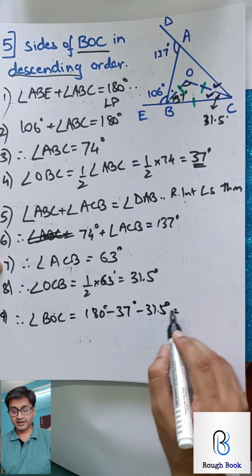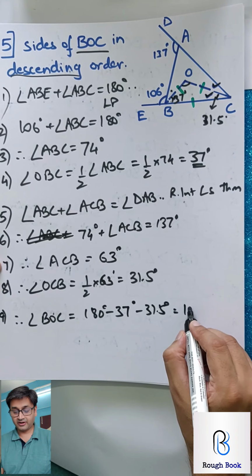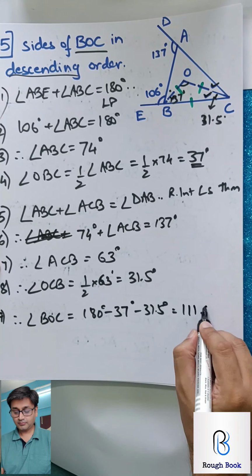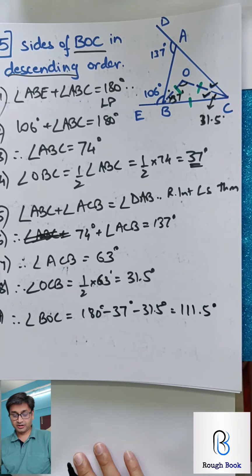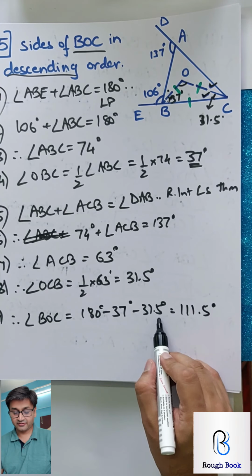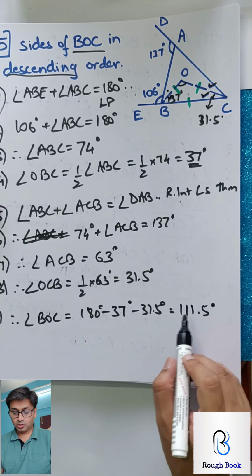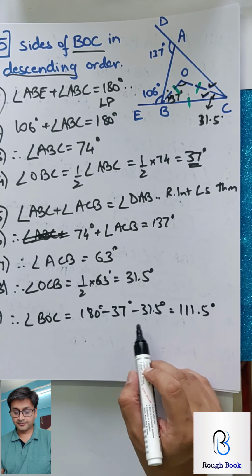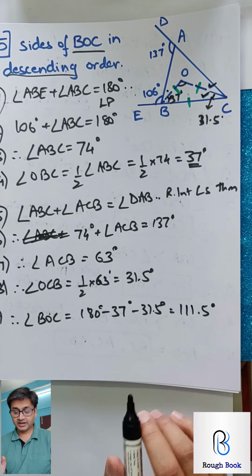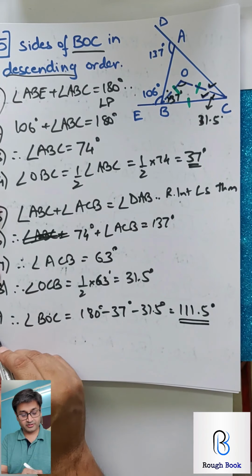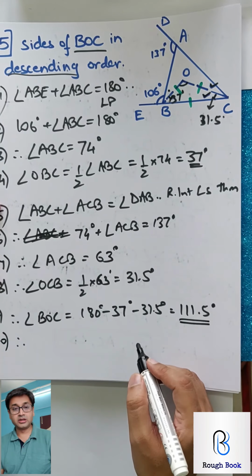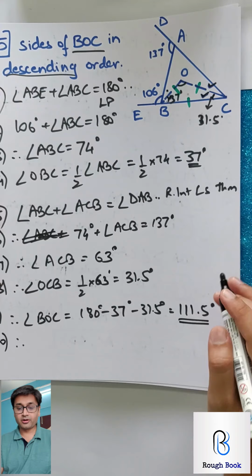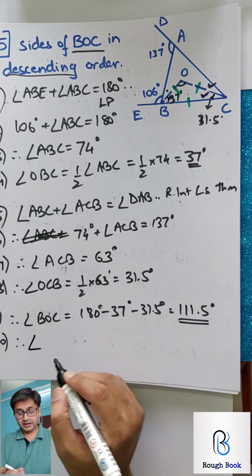So 111.5, I guess. Let me check. I'm not really sure. Let's add everything. 5 plus 5, 10. So 1, 1 and 1, 2, 3, 10. 1, 6, 7 and 1, 8. Correct. So 111.5. So now let's write all the angles in their order of greater angle first.